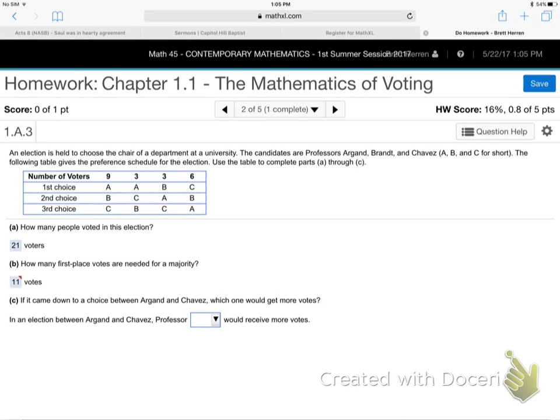All right, so there we go. So, change the screen a little bit. So, how many voted? It's the same problem with just different numbers. You just add up these numbers in the top. 9 plus 3 plus 3 plus 6. 21 people voted. How many first place votes are needed for a majority?